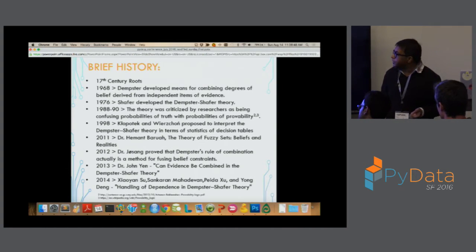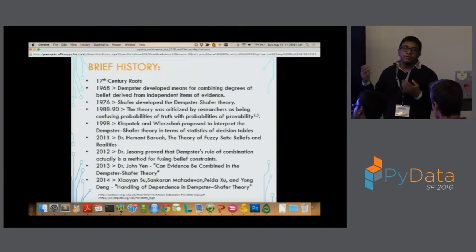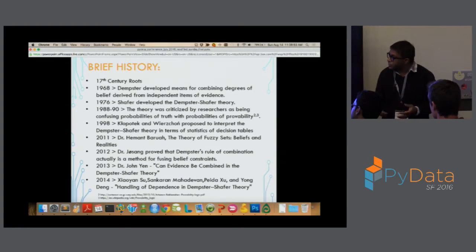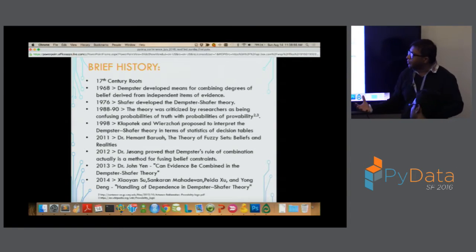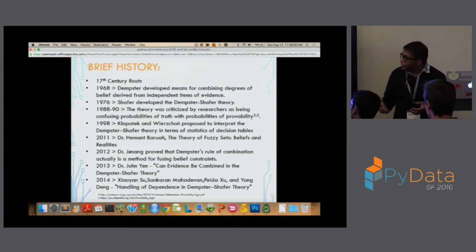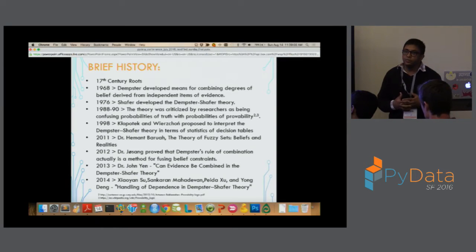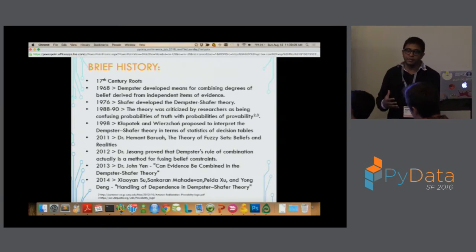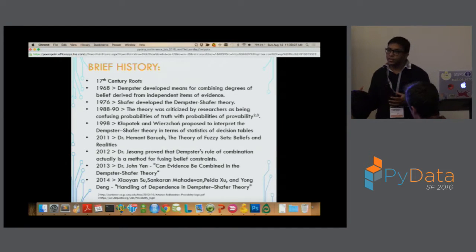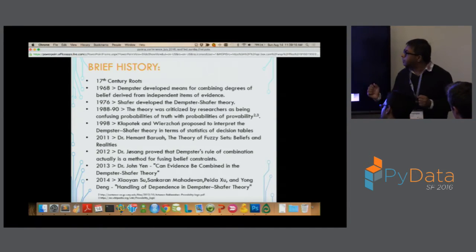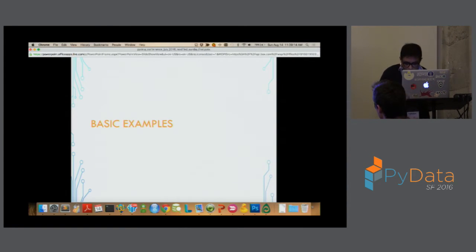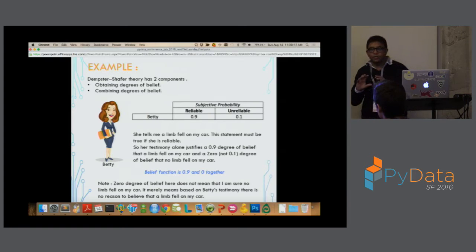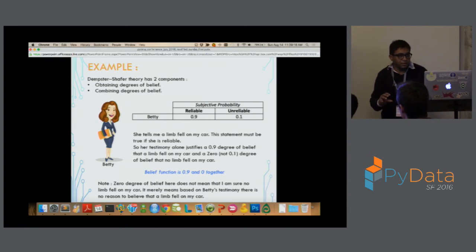But in the last few years, there have been more and more researchers talking about it, talking about how to use this. Especially the last two papers were pretty good about what Dempster-Shafer can do and how we can combine evidence. We are reaching a stage where we have enough data to now model uncertainty to some extent. There's still a lot of room to cover here. Okay, I'm going to talk about some basic examples, and then we are going to go to the math.